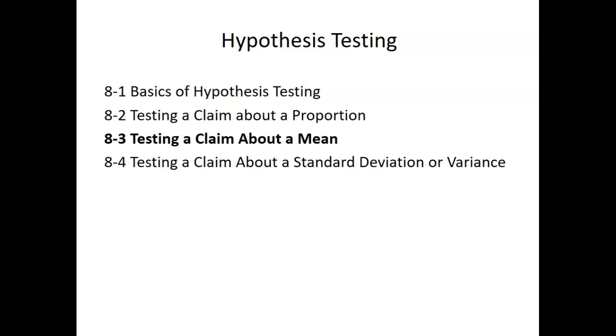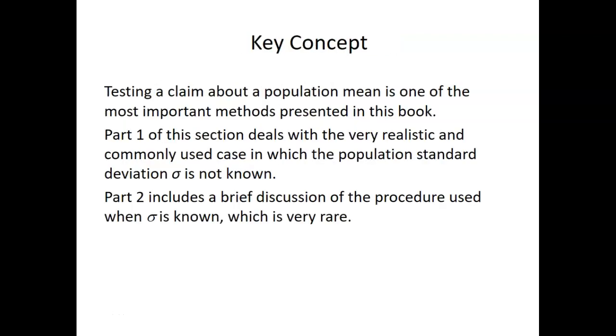Okay, like I said, today we're going to be looking at section 8.3, and that's going to involve testing a claim about a mean. So there's two sections to this. The first one is the one that we're primarily going to focus on, and that is when our population standard deviation is not known. Okay, and that's the case most of the time.